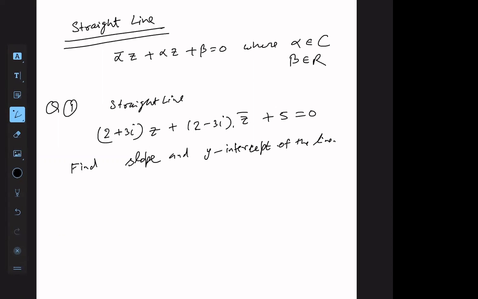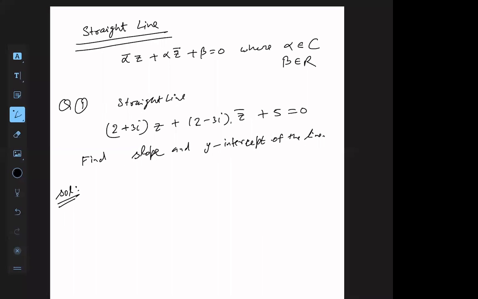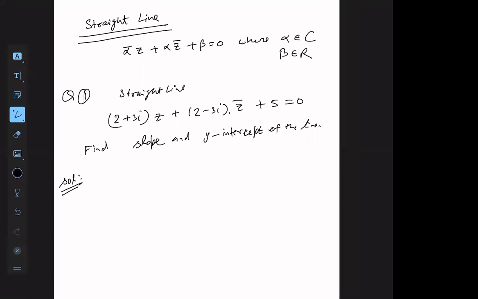Alpha bar z plus alpha z bar plus beta equal to 0, where alpha is a complex number and beta is a real number. So if any equation in this form is given, you should always remember that it is the equation of a line. Even if it is not mentioned, you should assume it is the equation of a straight line, because it is given in the form alpha bar z plus alpha z bar plus beta equal to 0.